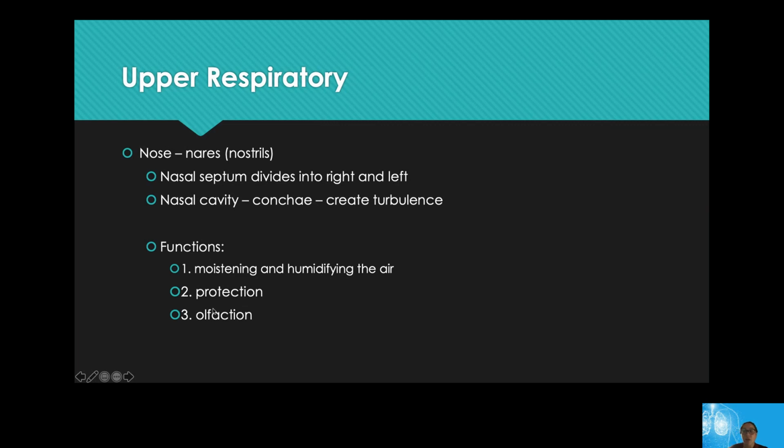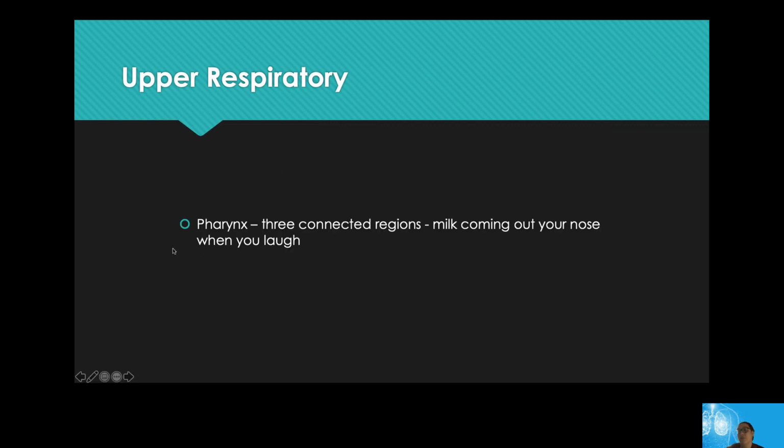Now, the nasal cavity also is coated with that mucosa, so there's protection, but that mucosa can also trap particles that can be sensed by the olfactory nerve, and so the fifth sensation, smell, is actually achieved here in the nasal cavity. So our fifth function of smell we learn about in our nasal cavity. Going from the nasal cavity, there are three divisions of the pharynx.